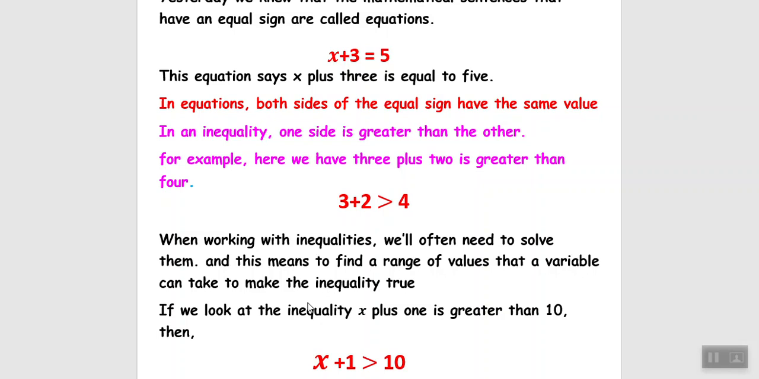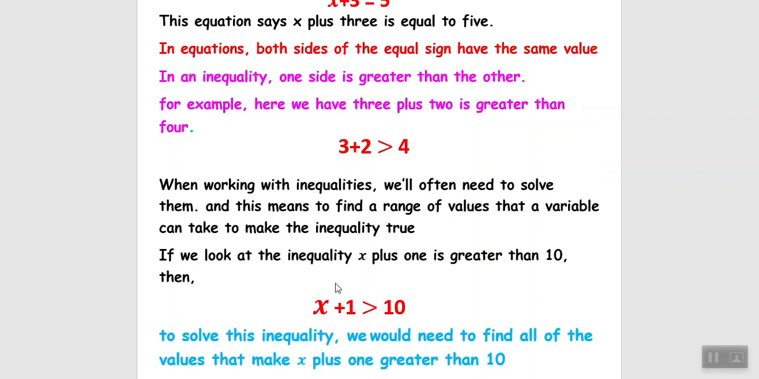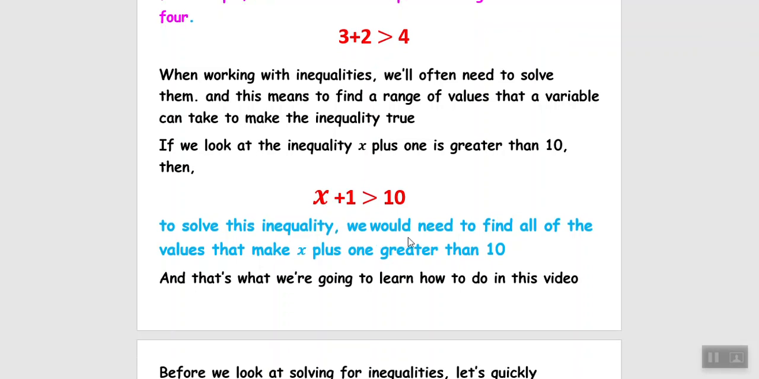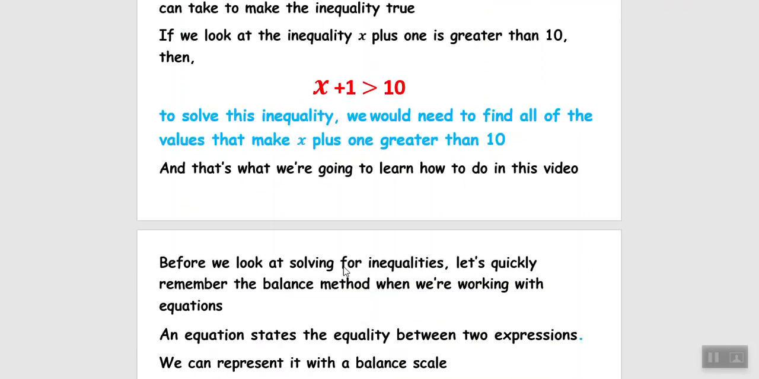When working with inequalities, we will often need to solve them, and this means to find a range of values that a variable x can take to make the inequality true. If we look at the inequality x plus 1 is greater than 10, to solve this inequality, we would need to find all of the values that make x plus 1 greater than 10. And that's what we are going to learn how to do in this video.